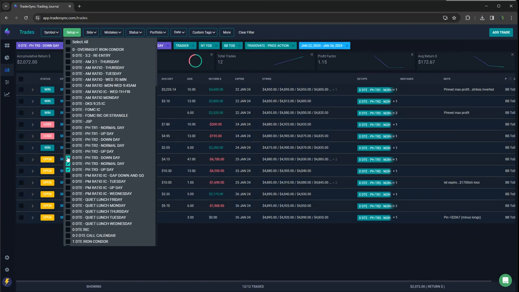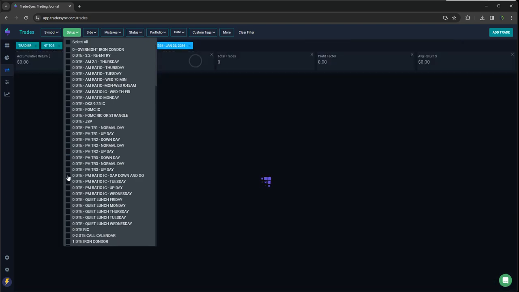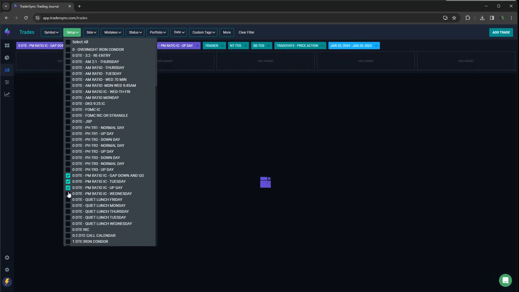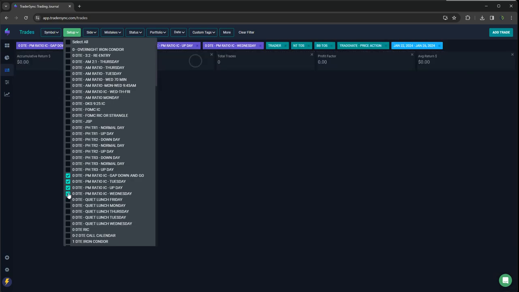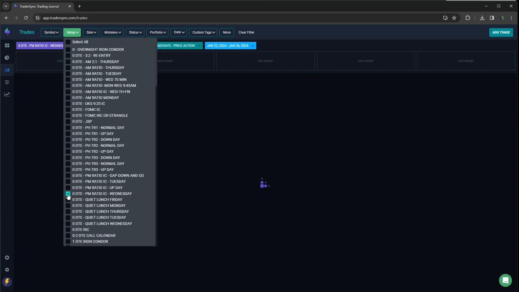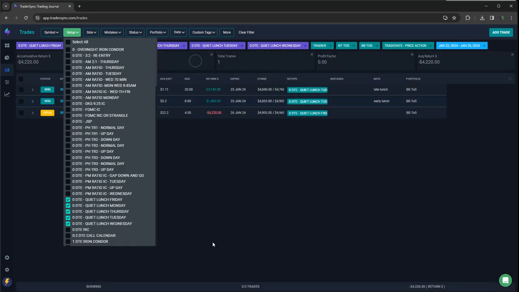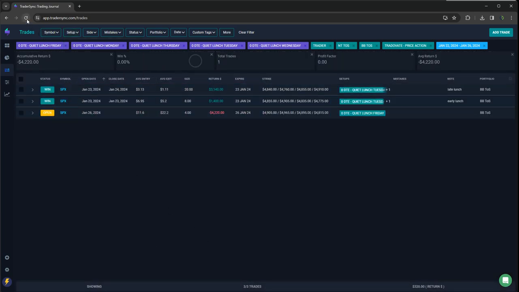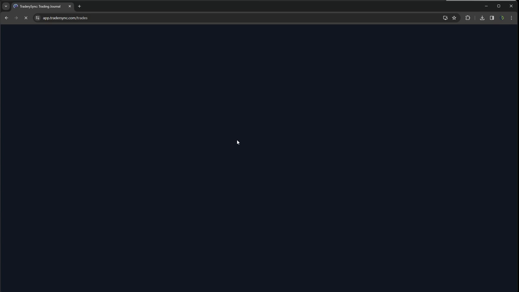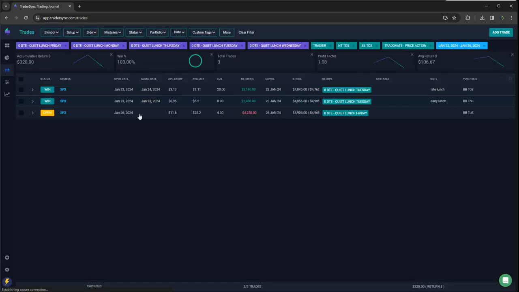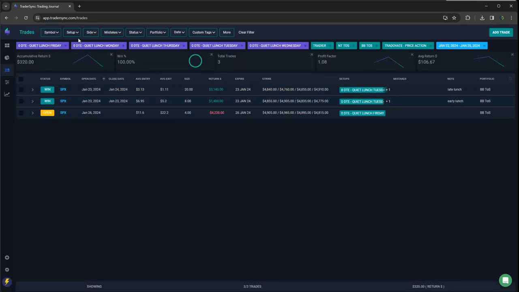Next up is my PM iron condors. I don't think I did any. I let a few of those go in anticipation of making room for a new strategy that I've been testing this month. And then quiet lunches ended up a scratch. I had three trades and basically plus 320 for the week on quiet lunches.